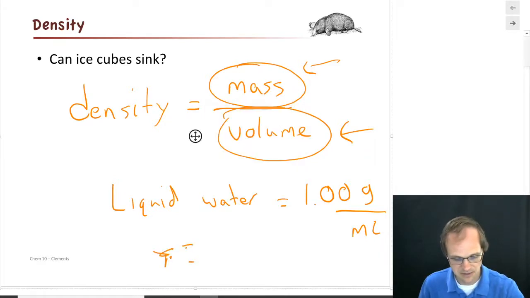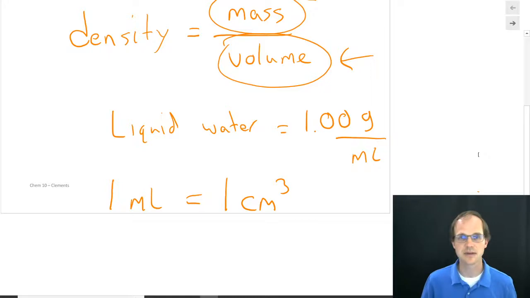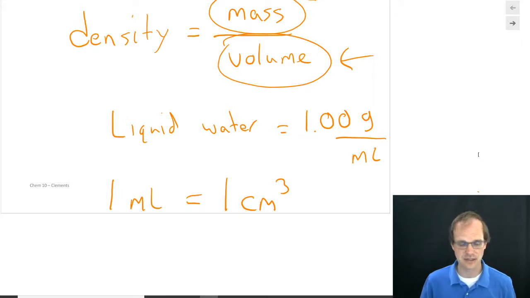And remember, 1 milliliter is the same thing as 1 cubic centimeter. A cubic centimeter means you take a centimeter on each side, you make a cube out of that, and that's actually the definition of a milliliter. So 1.00 grams per milliliter. That's what it is for liquid water.